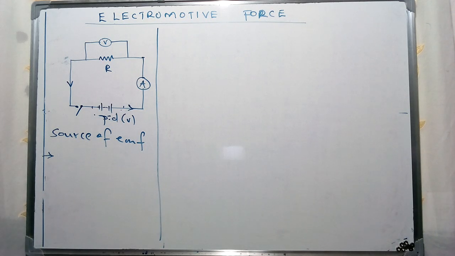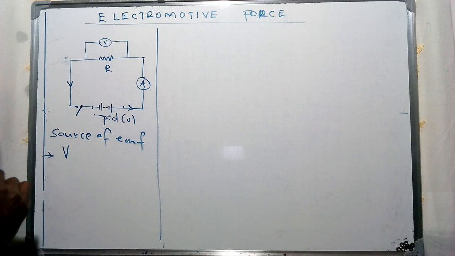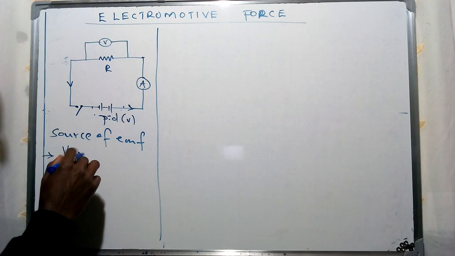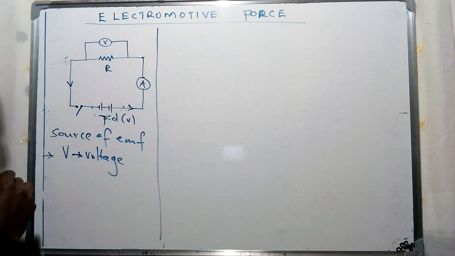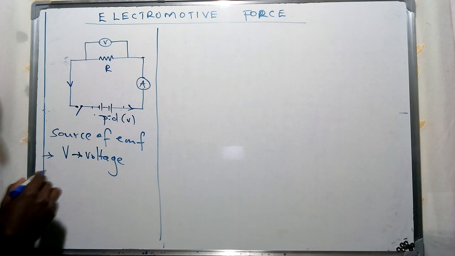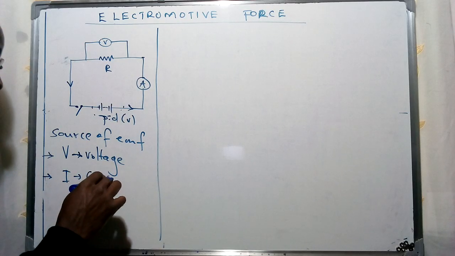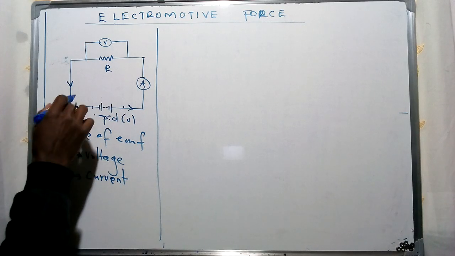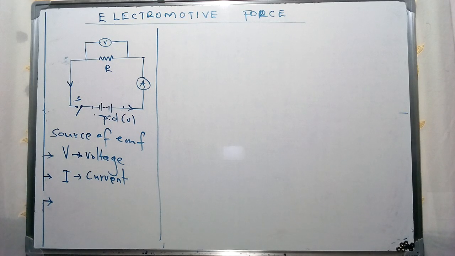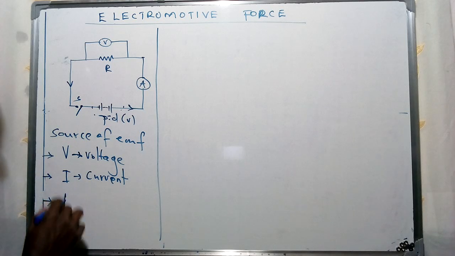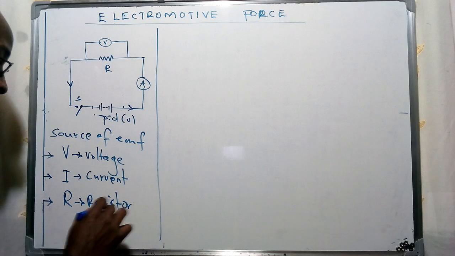Now I've mentioned some aspects whereby I've said that this source of electromotive force is going to constitute a potential, which we are going to refer to as the voltage, and this voltage has been given in terms of V. The circuit is also going to constitute a flow of current due to the closing of this specific switch. And apart from that, we're also going to have an aspect of resistance due to the presence of this component which I've given in terms of a resistor.